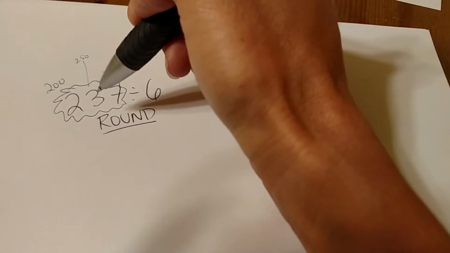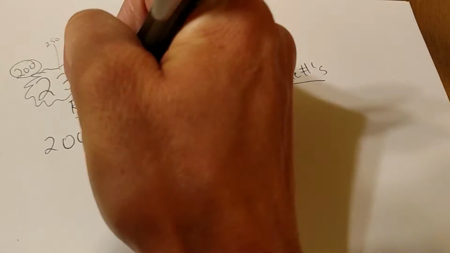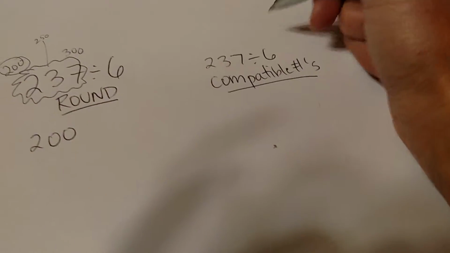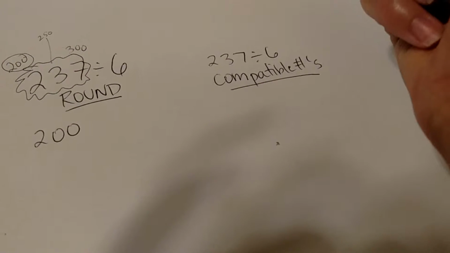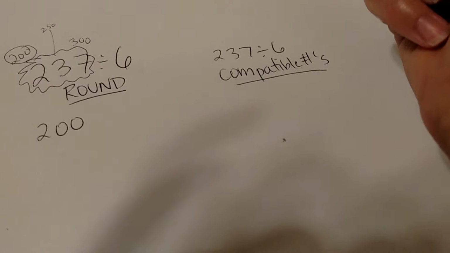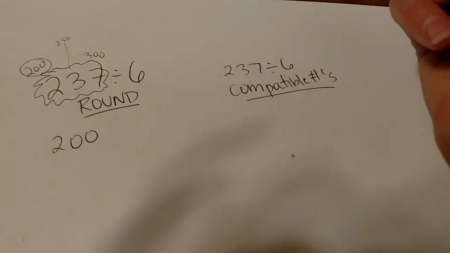But 237 is closer to 200. So I'm going to round that to 200. Now try and pause this video to figure things out on your own. And then press play after you do each step to see if you're doing it right.